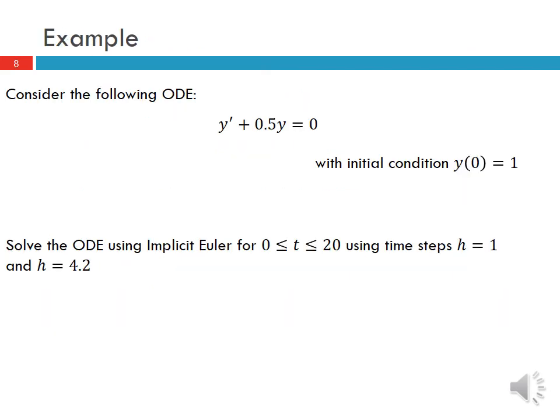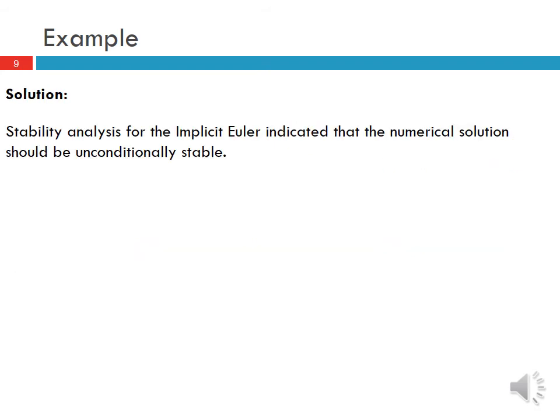So let's consider one of the examples that we looked at before, where our ODE is y prime plus 0.5y equals 0 with an initial condition of y_0 is equal to 1. And let's solve this using the implicit Euler method between 0 and 20 using two different time steps, h is equal to 1 and h is equal to 4.2. So the stability analysis for the implicit Euler indicated that the numerical solution should be unconditionally stable.